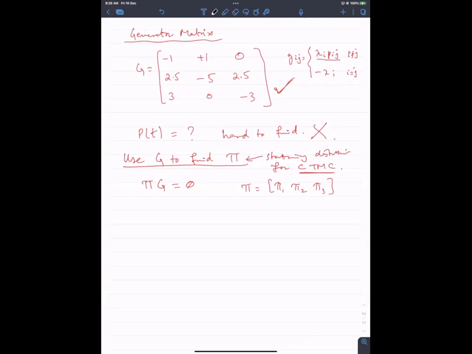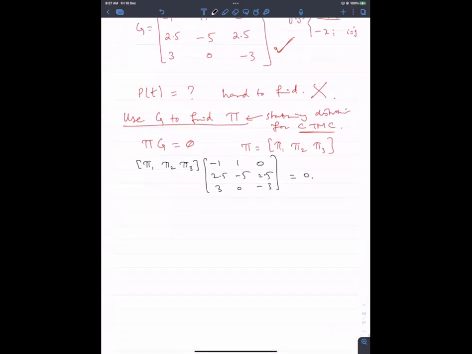So pi times G. So this guy, pi 1, pi 2, pi 3 times G, which is minus 1, 1, 0, 2.5, minus 5, 2.5, 3, 0, minus 3. This is equal to 0. ये आपके पास तीन equations आएंगी. And first equation will be pi 1 multiplied by minus 1, pi 2 multiplied by 2.5, pi 3 multiplied by 3. So this would be equal to minus pi 1 plus 2.5 pi 2 plus 3 pi 3 is equal to 0.